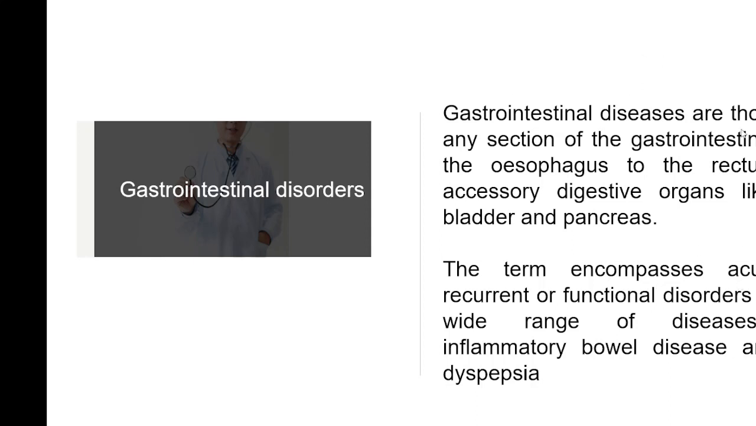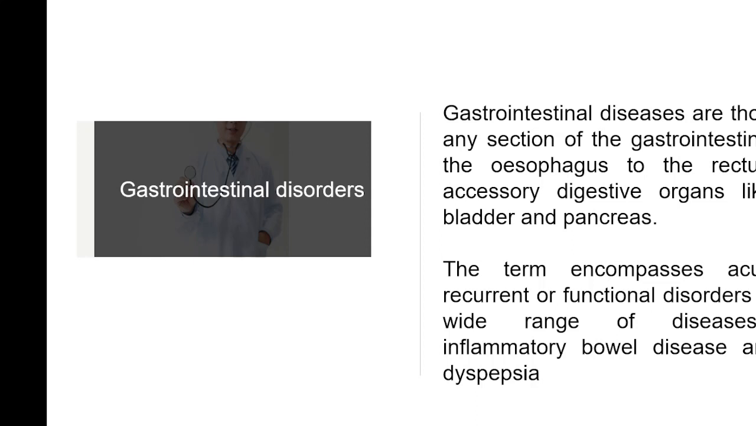Gastrointestinal diseases are those that affect any region of the gastrointestinal tract. The gastrointestinal tract means from our mouth up to our rectum or anus. For example, it starts in the mouth, then goes to the pharynx, then the esophagus, then comes the stomach, then the small intestine, large intestine, rectum, anus. This is how the gastrointestinal tract is arranged.